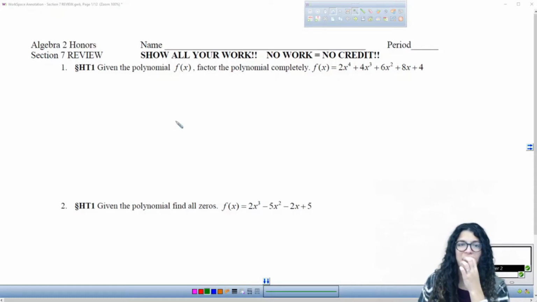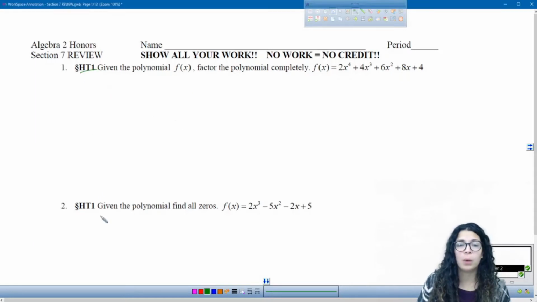Now these first two questions are actually honors topic 1 questions which we actually covered in section 6. So they are review questions. The first one's asking us to factor the polynomial completely. Now remember, before you start using any method of factoring, we always want to factor out a GCF.